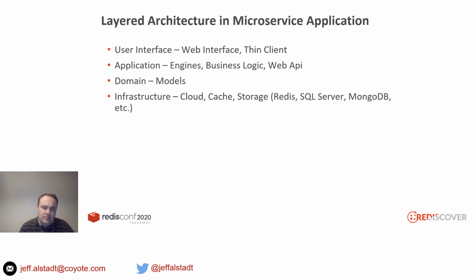Your domain would be your models. They would be the business objects that would be used in your application. Your infrastructure is your provider, your cloud, your cache, your storage. It could also be your on-prem data center as well.